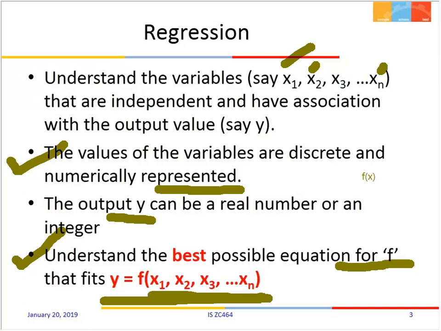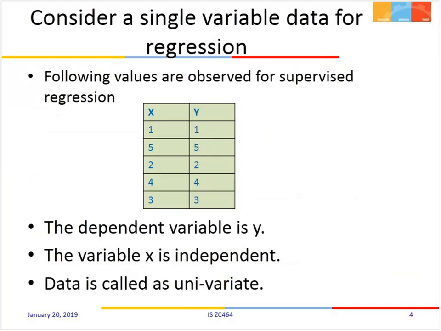And if you have multiple variables like x1 to xn that define the environment, then you will have to write it as y equals f of x1, x2, x3, xn. When you have a single variable in the environment that is independent, you say that it is univariate data. When you have n such multiple variables that define this environment, we say that this is multivariate data. We will talk about these a little later.